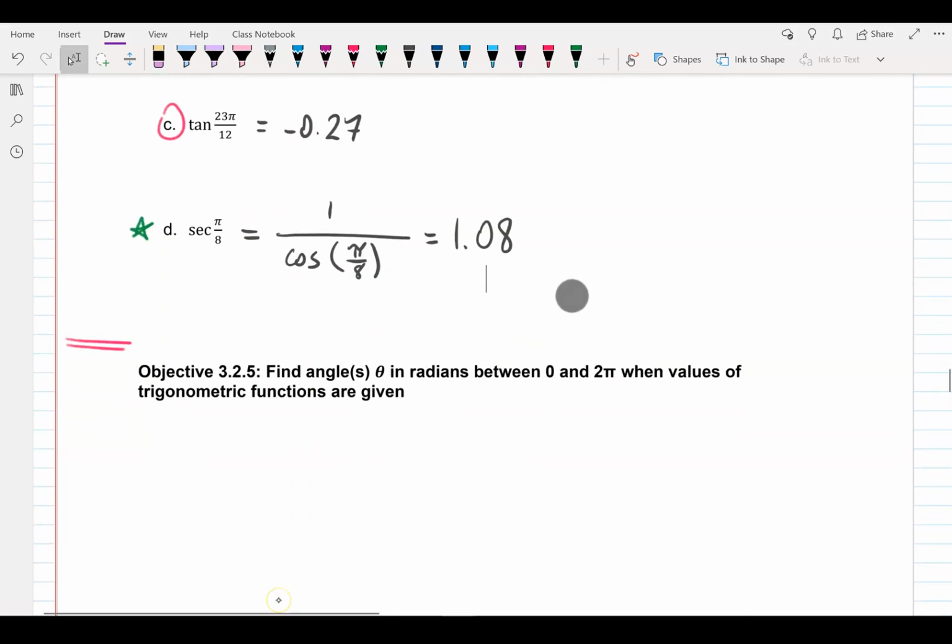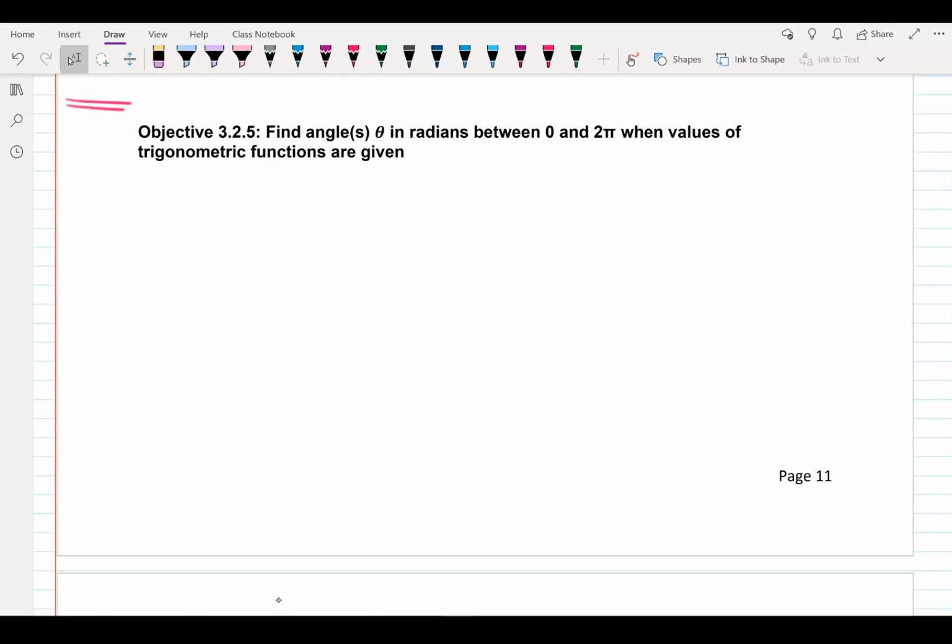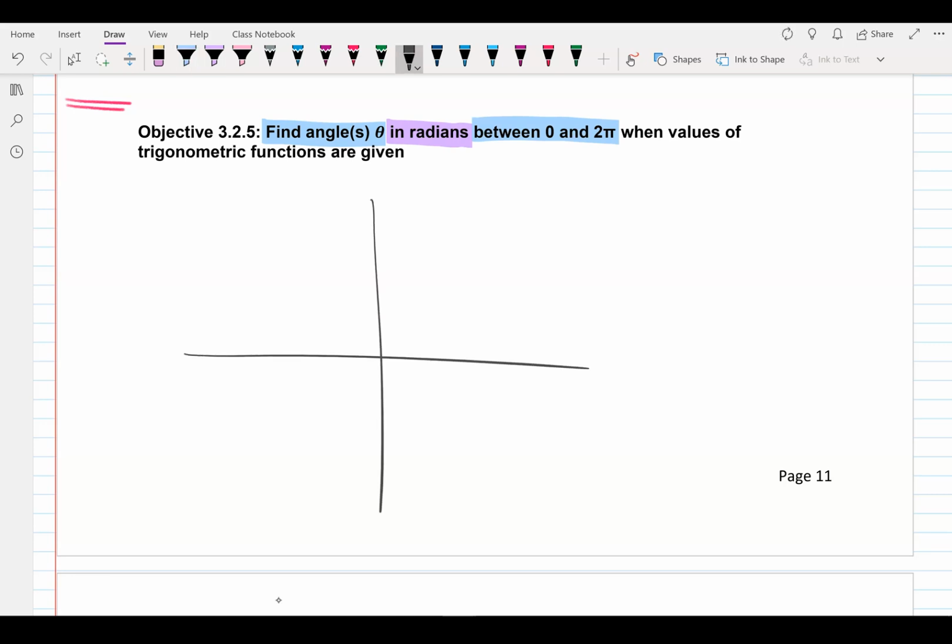The next section that we're going to move into is finding angles theta in radians. Really the radians part is the trickiest part. Between 0 and 2 pi when values of trig functions are given. We've done this topic before, we already did this exact topic, but using angles in degrees. So let me write my little diagram out just as a reminder. And we can convert all of our main values to radians. I'll just do the most important ones, 0 and 180.